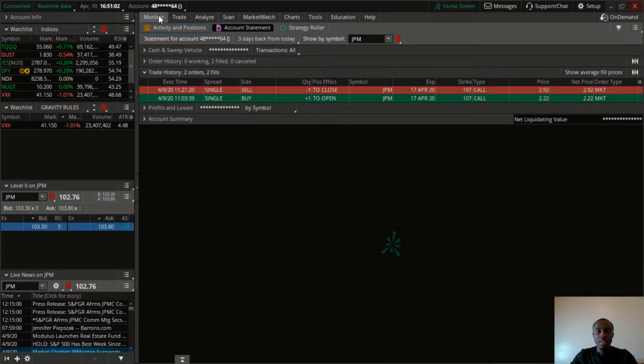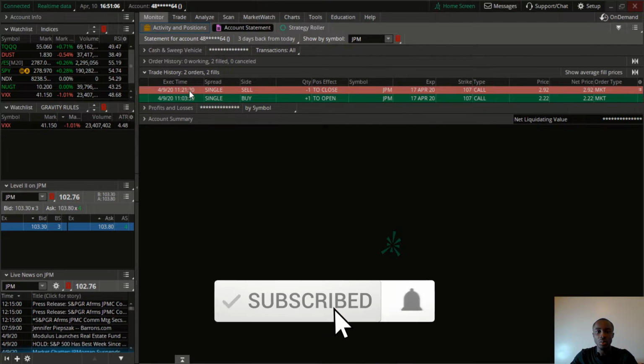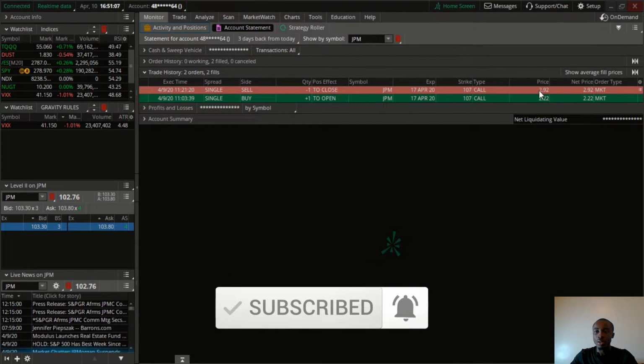If we look at the monitor tab, you can see that I got out of that trade at exactly 11:21:20 for $292, which is about 32% of my money, which is not bad. I'm pretty sure some of you are asking, why didn't I sell at exactly 104 right before the pullback? The reason is this. I'm going to show y'all the graph of that specific contract, that way you can see the reason why it didn't make any sense.